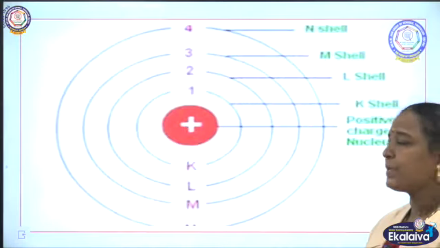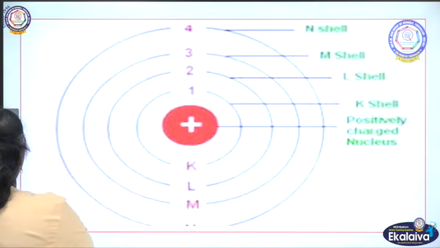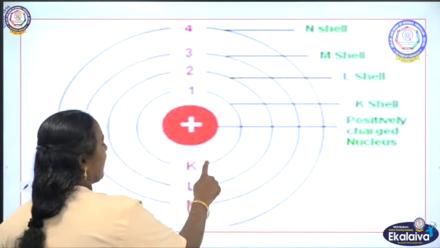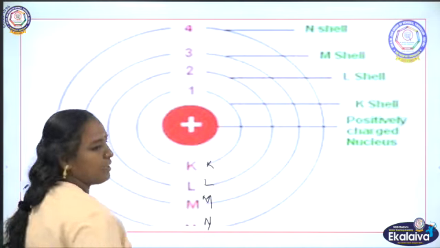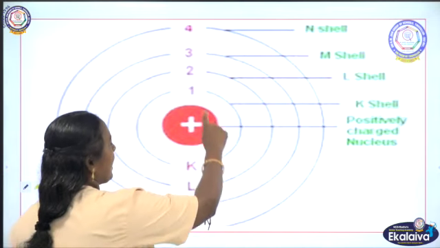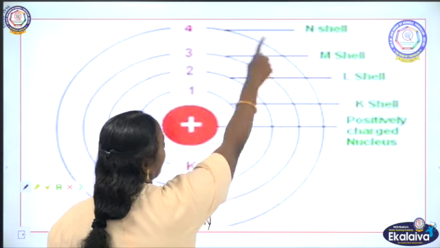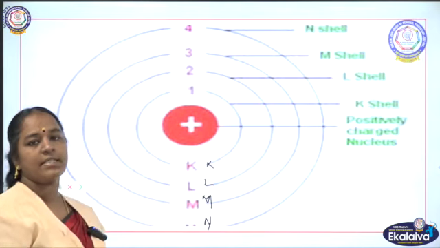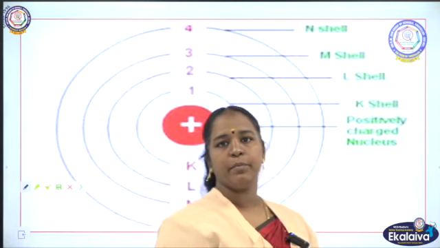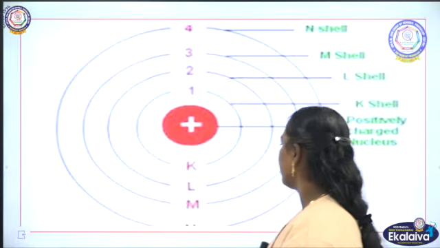You can see here in this picture the K, L, M, N shells. K is the first shell, and then L, M, N. This is the positively charged nucleus present inside the atom.